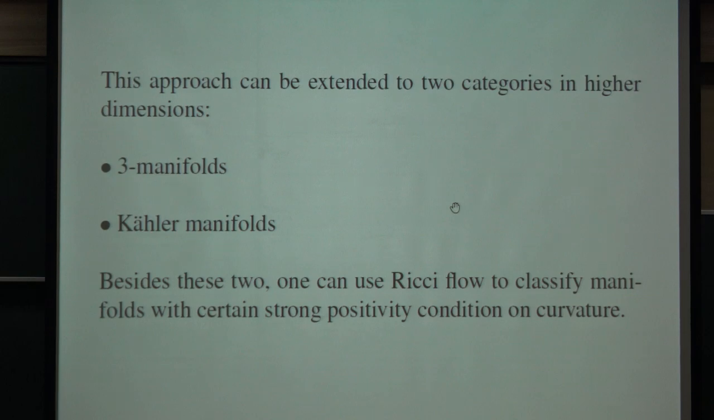So now the approach can be extended to two categories in high dimensions. One is the three manifold case. One is the Kähler manifold. That's what I want to tell you next. So the first part, or actually the first 1.5 parts, is about the Ricci flow, because we know the most about the Ricci flow. Besides these two cases, we can still use the Ricci flow to classify manifolds with certain strong positivity conditions on curvature. If you start with some metric and assume the curvature is positive in some sense, then you can still use the Ricci flow to study that.